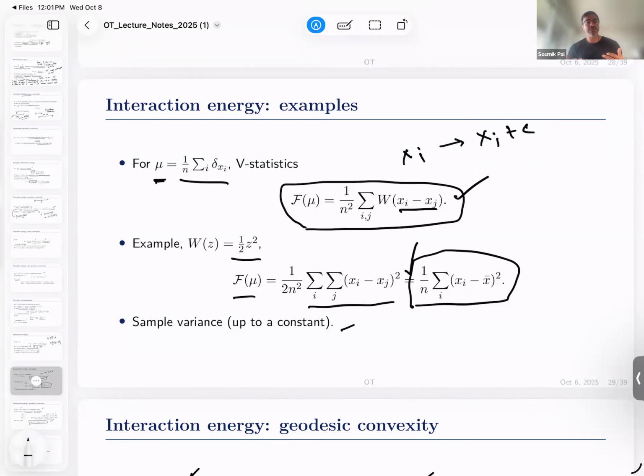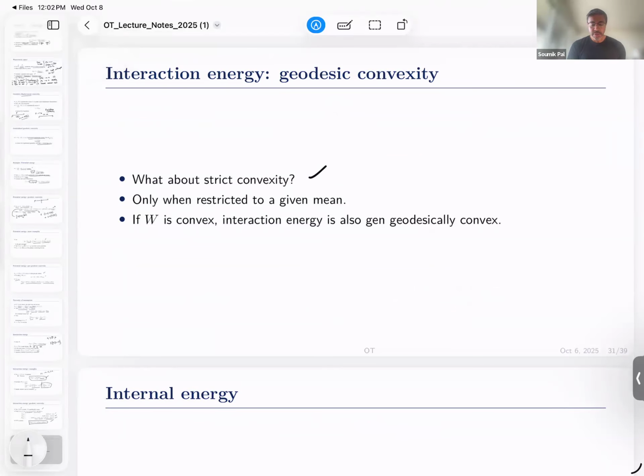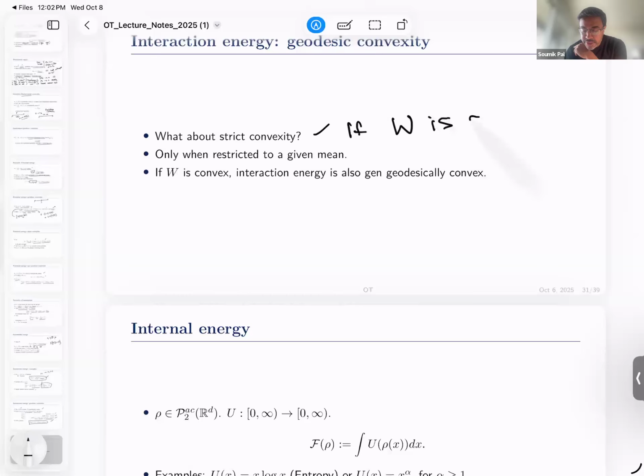However, it will remain strictly convex if I fix my mean, as long as W is strictly convex. Good. So that's the observation here. It is strictly convex only when W is strictly convex, and when I restrict myself to a given mean. Otherwise, there are always these lines where I shift the mean, and therefore it cannot have any strict convexity there. Same idea: if W is convex, it is also generalized geodesically convex. Strictly convex, again, if I'm given a mean.